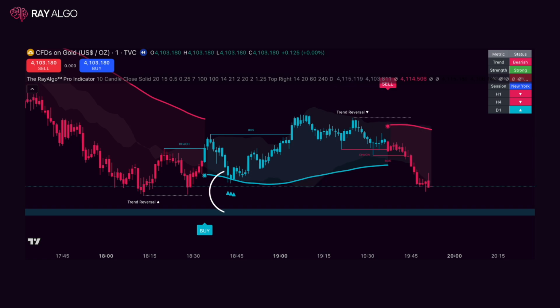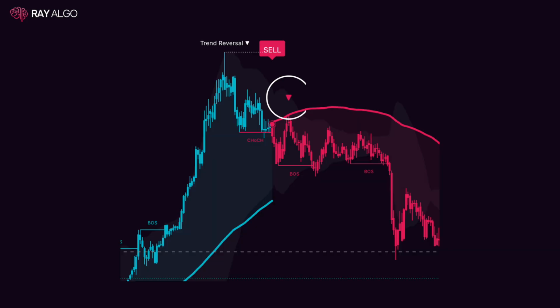A blue up arrow equals bullish continuation signal. Price in an uptrend touches blue support band and arrow triggers. A pink down arrow equals bearish continuation signal. Price in a downtrend touches pink resistance band and arrow triggers.